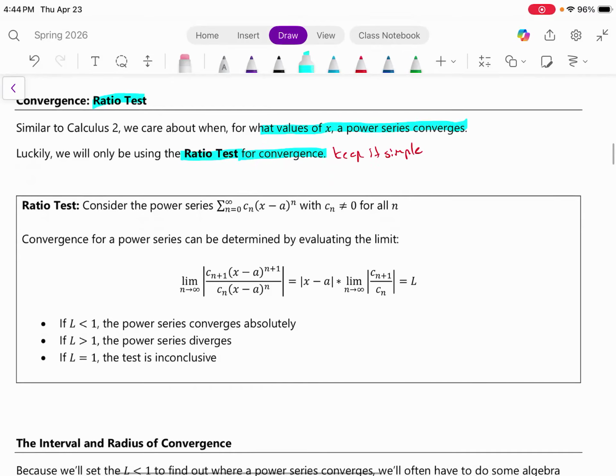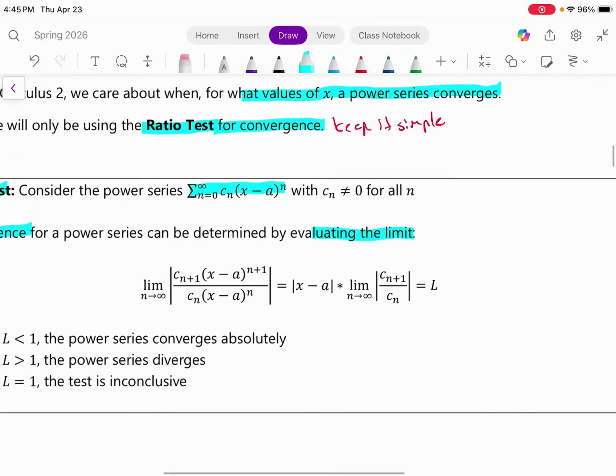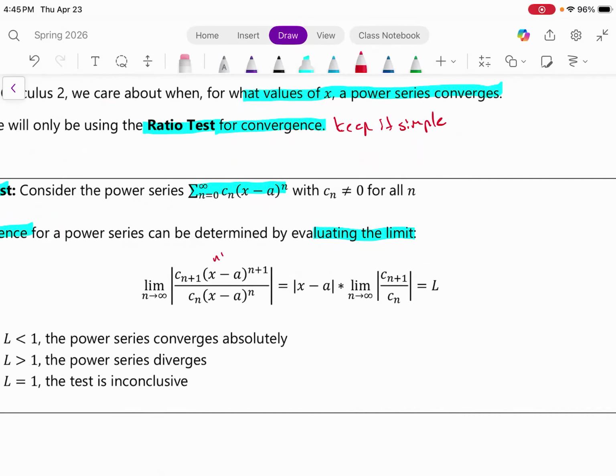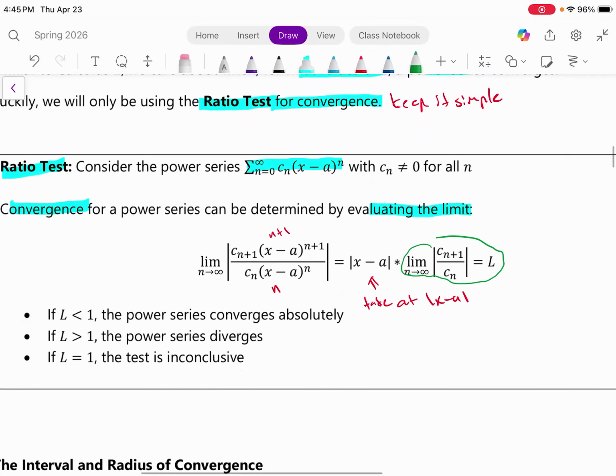Okay, so here's the ratio test, a bit of a recap for it. Consider the power series Cn times (x minus a) to the n. Convergence for a power series can be determined by evaluating the following limit. We take the limit where the numerator is the n plus 1 terms and the denominator is the original n terms. We take out the center, x minus a, and so we're left with that times the limit of your constants. That's kind of the idea.